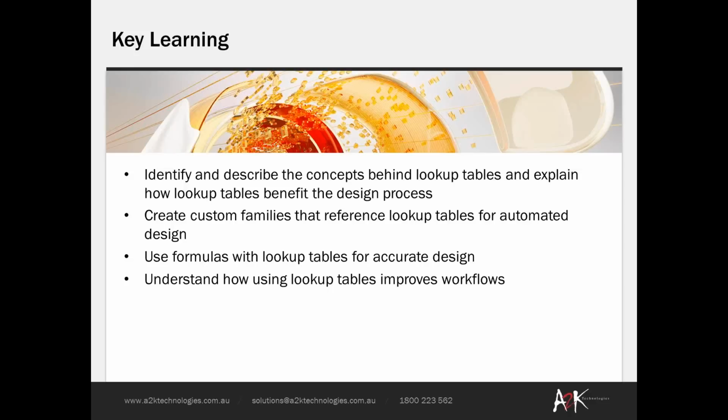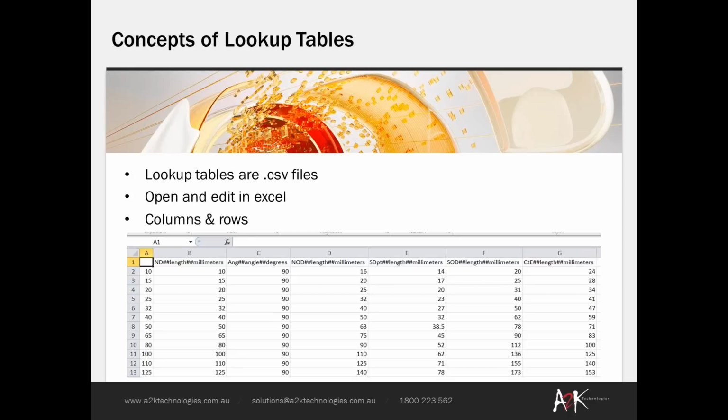Alrighty, so first things first, the concepts of the lookup table. Lookup tables in Revit are a .csv file, a comma-separated value file. There's an example of one on the screen here, just a screenshot that you can see. Lookup tables can be opened and edited in Excel. That's the best practice to edit them in Excel. It's certainly the easiest way to reference them in terms of working in columns and rows. They can be opened and edited in programs like Notepad, I guess it should be said, but the best practice is to be working in Excel.